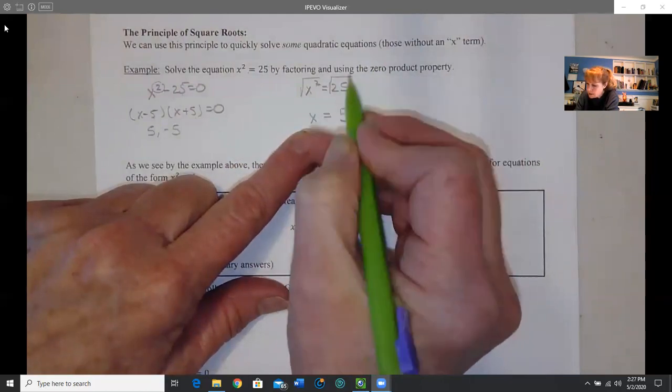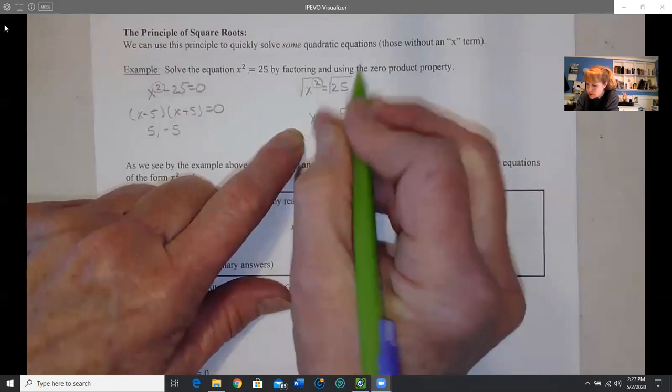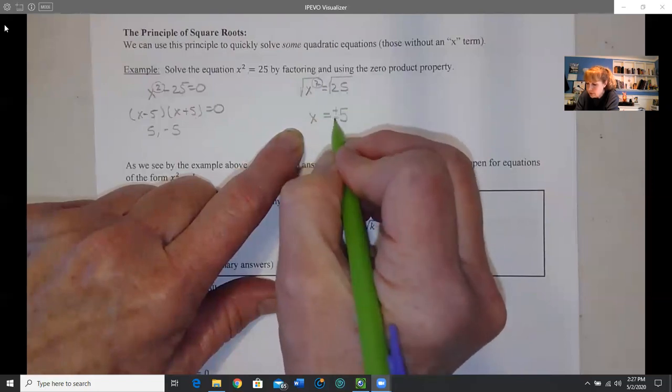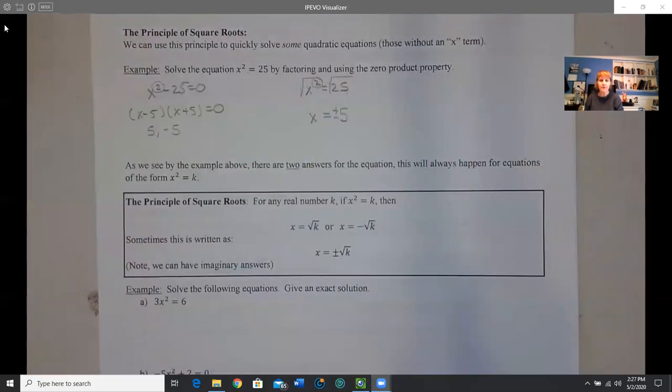However, I do know I have the two solutions. So when you're solving these, after this step, you'll always have plus or minus 5. You will always have a plus or a minus 5. And I think that's probably one of the harder things to remember in solving these, is that you'll have a plus or a minus 5.